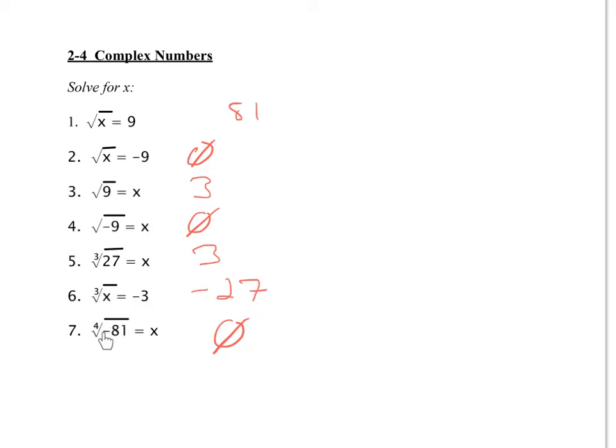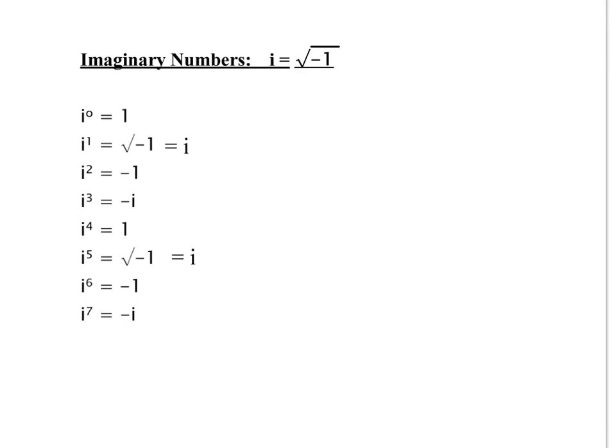But notice when we go back to an even root, the fourth root of a negative does not exist. An even root, in this case the fourth root of a negative, does not exist. However, the fourth root of positive 81 would be 3. This is a pattern now. We're going to talk about the imaginary numbers.